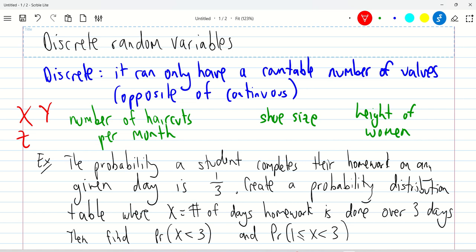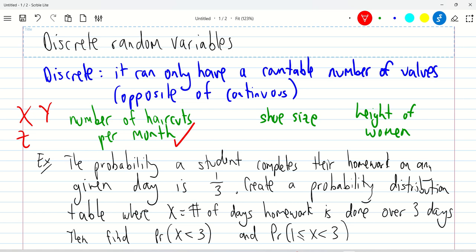Let's think about, out of these three written in green, which ones are discrete and which ones are continuous. Number of haircuts per month, if you asked someone how many haircuts did you have this month, what are the possible answers? It would be 0, 1, 2, 3, 4. We can only get whole numbers, right? And so that's actually discrete. There's a countable number of values. So that there is a discrete random variable.